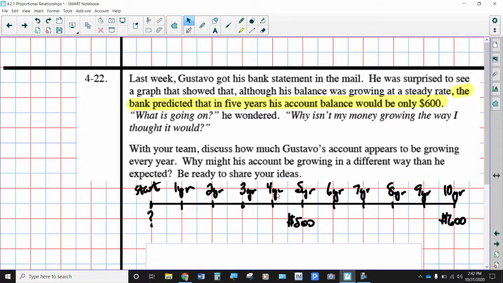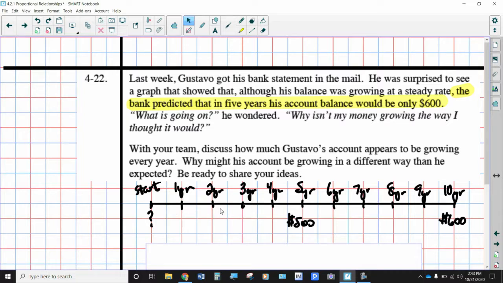5 years passed by. Although his bank balance was growing at a steady rate, that means it's growing at a constant rate. It's not changing. It's not like one year he made $100, the next year he only made 10. It's growing steadily or at a constant rate.